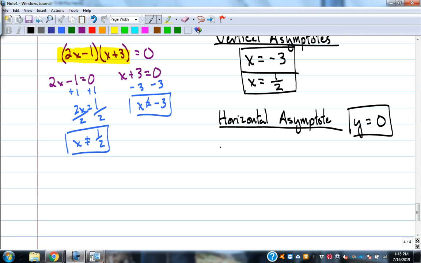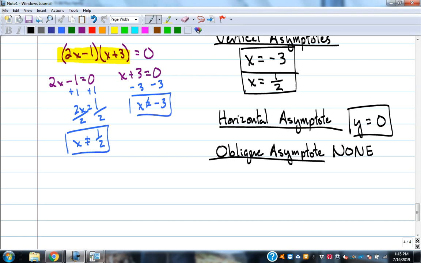What's that mean about obliques? Will we have any? No. If there's a horizontal asymptote, there's no way you can have an oblique. If there's an oblique, there's no way you can have a horizontal. So once you find that you've got a horizontal asymptote, you automatically know that there's no oblique asymptote at all. So we get one for the other. It's a free trade there.